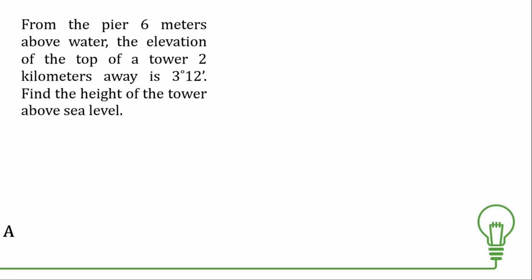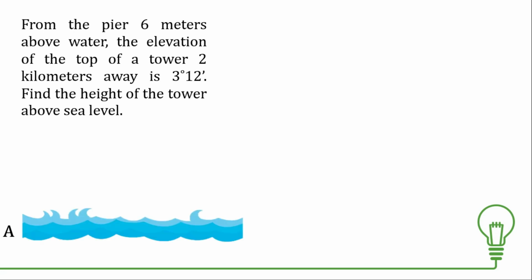Find the height of the tower above sea level. Let us first illustrate the problem. So this would be the sea, and this is the pier, which is 6 meters above the water. Let us consider this, 6 meters above the water, wag natin kakalimutan.